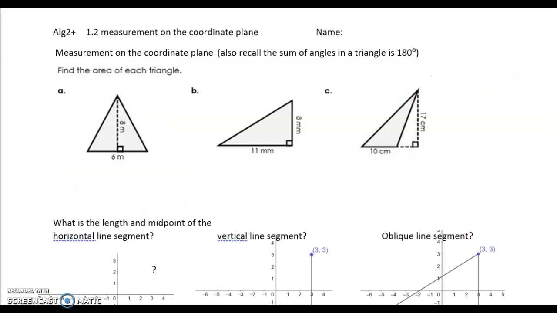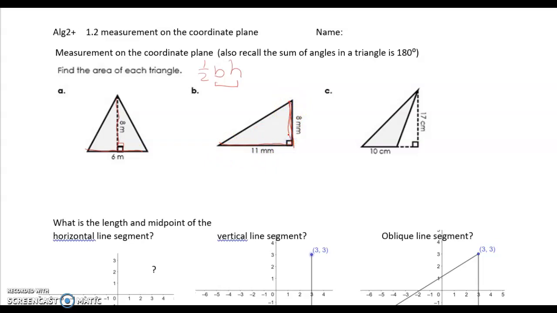So here we go with measurement. The kind of measurement we're going to talk about today is just area of triangles and segment lengths, as well as finding the midpoints. So the area of a triangle is 1/2 base times height. The trick is the base and height have to be perpendicular distances. So if we're here, that can be our height, and this can be our base. If we're here, this is perpendicular, so that can be our height.